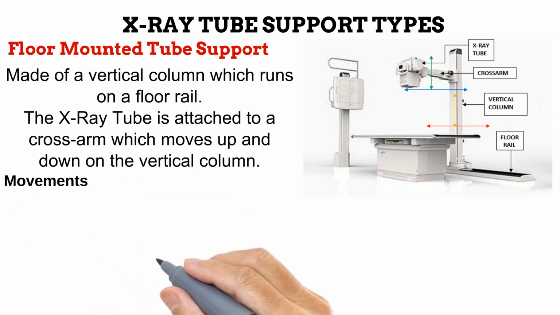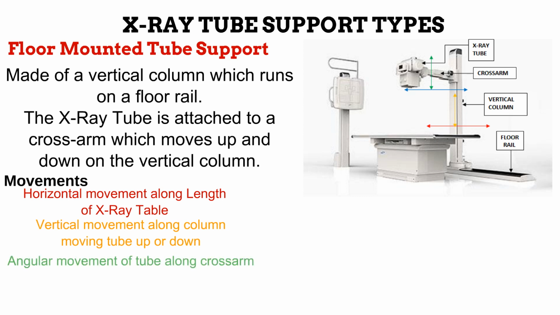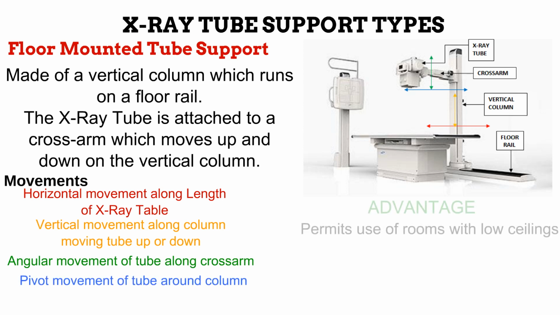The movement you will find available to floor-mounted supports include horizontal movements along the length of the X-ray table, indicated by the red arrow, up and down or vertical movement of the tube along the column, indicated by the yellow arrow, angular movement of the tube along the cross arm, indicated by the green arrow, and pivot movements of the tube around the column indicated by the blue arrow.